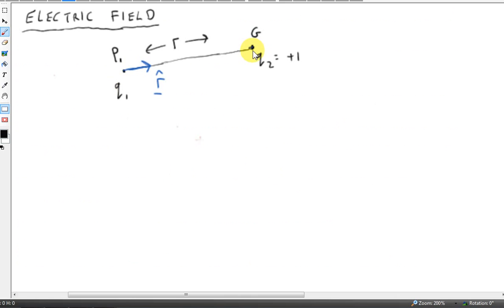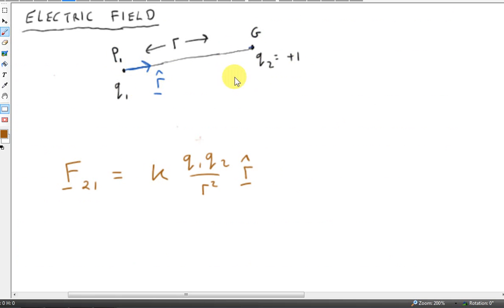Let's consider this situation here. As before, we have a charge Q1 at the point P1. But now, at this point, which I'm calling G, we have a second charge Q2, whose value we know, and whose value is actually plus 1 coulomb. We can write C for coulombs if we like. Now this time I'm showing the unit vector R pointing towards the point G. So it has a magnitude of 1, of course, but I've just reversed this direction for convenience. Well, you don't have to, but I want to be consistent with what's in the notes.